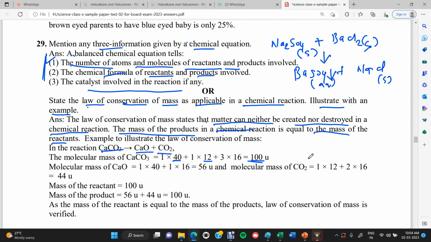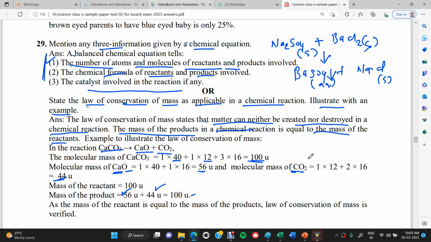And the molecular mass of CaO: calcium is 40, oxygen is 16, so 56. And the molecular mass of CO2 or carbon dioxide: carbon 12, and 2 oxygens, so 2 into 16, so that is 44. So what is the molecular mass on the LHS? CaCO3, 100. And on the RHS? CaO plus CO2, that is 56 plus 44, 100. So then only the reaction is valid.